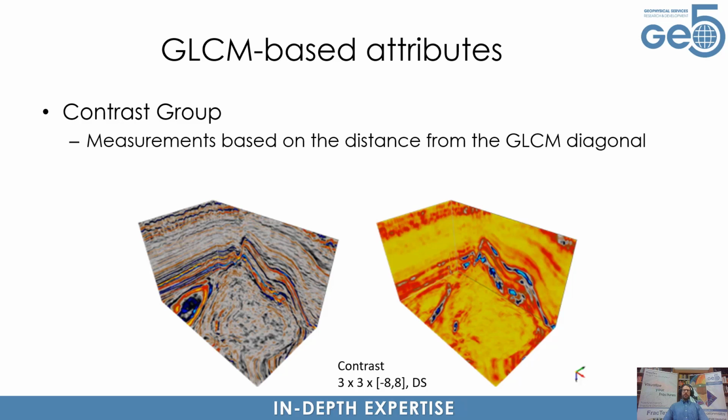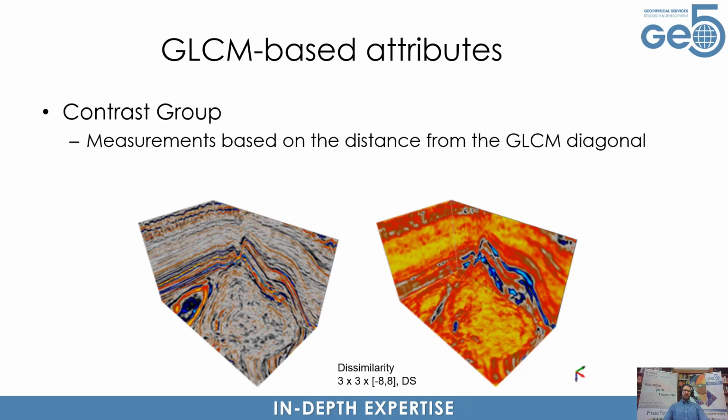And based on that, you can then compute different GLCM-based attributes. These GLCM-based attributes can be grouped into different attribute groups. The first would be the contrast group. In this contrast group, we have attributes such as contrast or dissimilarity. And this contrast group is basically a measurement which is depending on the distance of the GLCM diagonal.